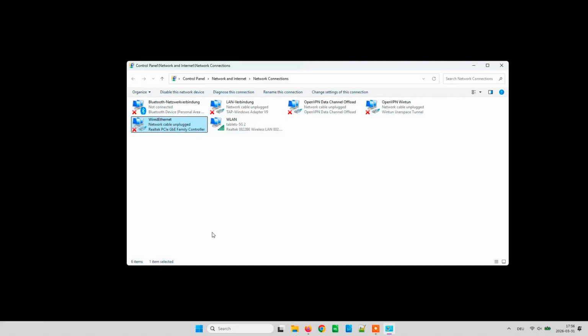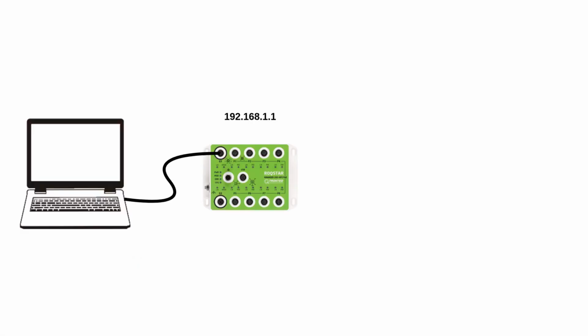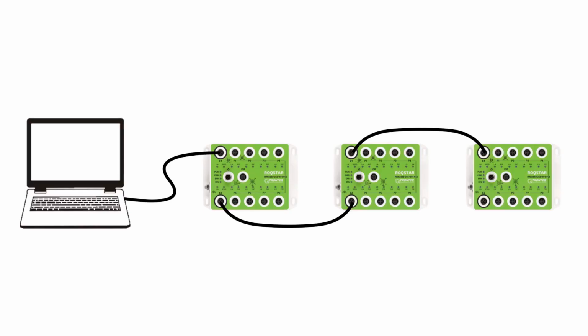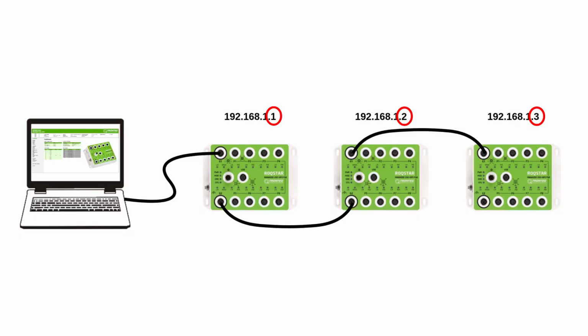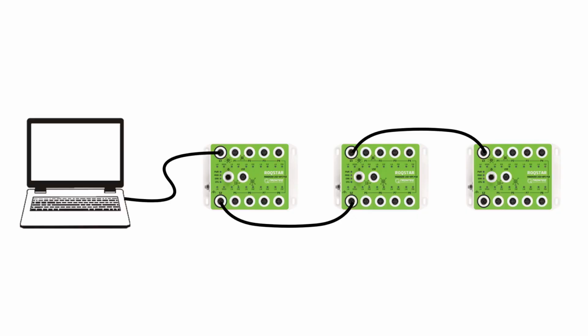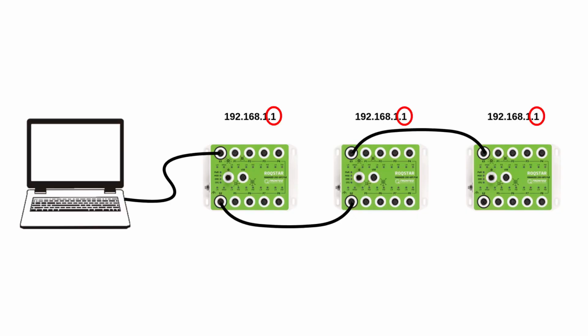Now it's time to access the web interface of your ROQSTAR device. If your computer is connected only to the ROQSTAR switch, you can do that straight away. However, if you have more Ethernet devices connected, keep in mind that they need to have unique IP addresses in order to communicate with them. For example, if you have multiple ROQSTARs, all with the default factory settings, they will all have the same IP address. Then they cannot be accessed individually. Therefore, you need to disconnect them from each other first. Then you can access them one by one.